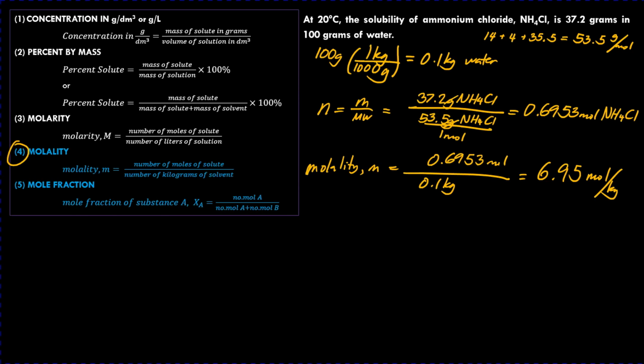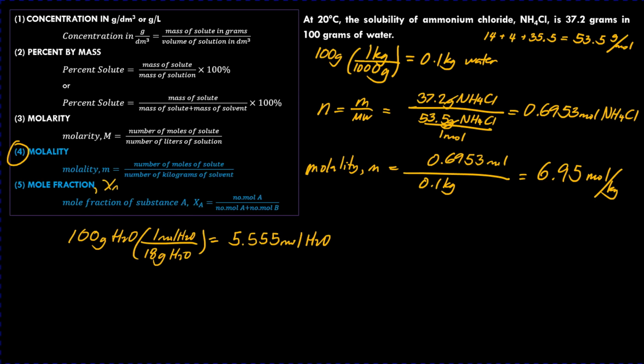How about number 5? For the mole fraction, we need to express both the solute and the solvent in terms of moles. So we have 100 grams of H2O. Let's express this in terms of moles. To obtain mole fraction, we'll use the symbol XA. Particularly, we're pertaining to ammonium chloride. So X NH4Cl.